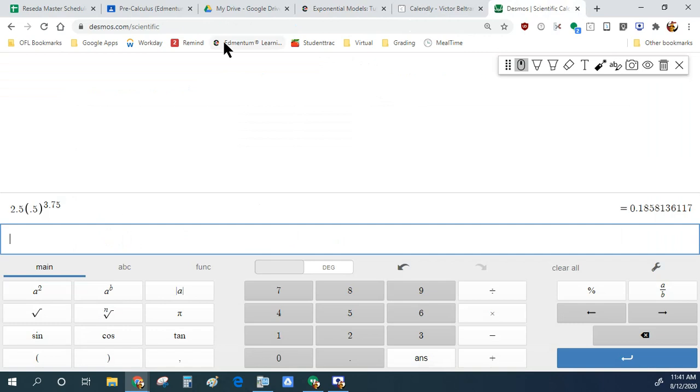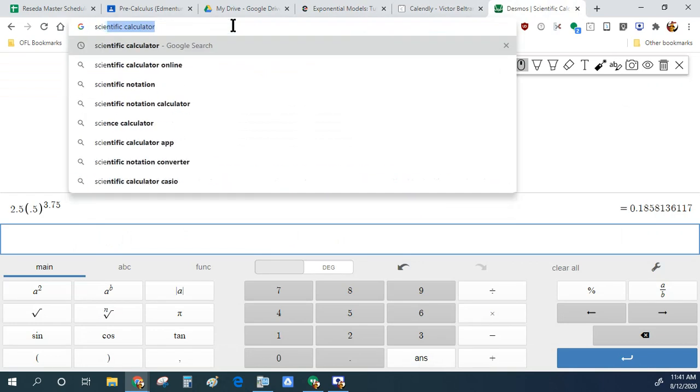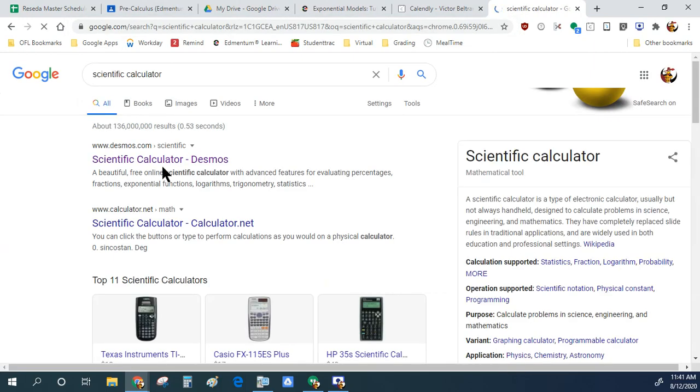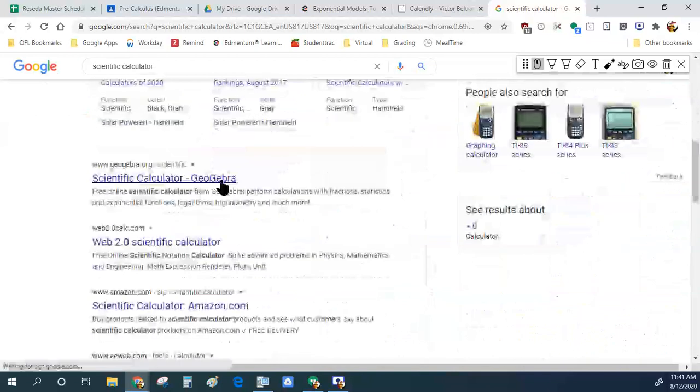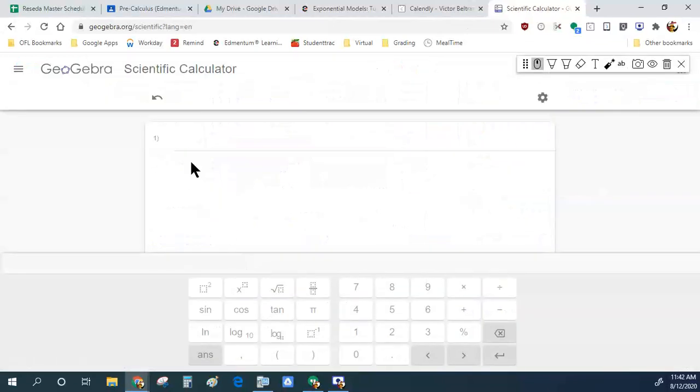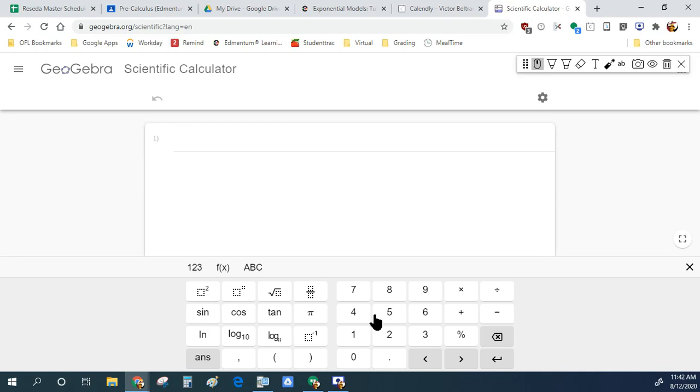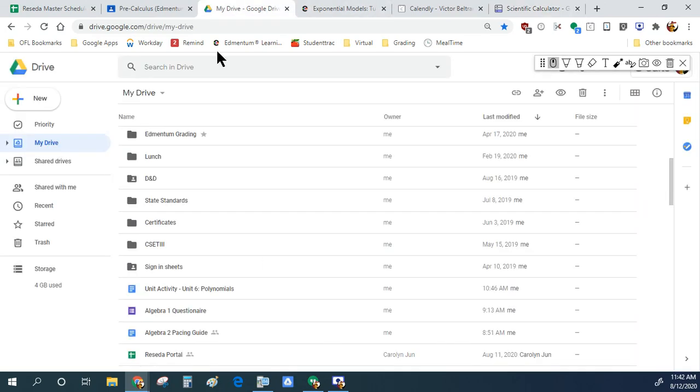So again, if you guys don't have a scientific calculator, try Googling it. Sometimes Google has a pretty good scientific calculator. You're definitely going to need one for this mastery test. Desmos has one. I'm surprised Google doesn't have one. GeoGebra, oh, GeoGebra has one too. So just Google one. That way you can just do it on your Chromebook if you need it.